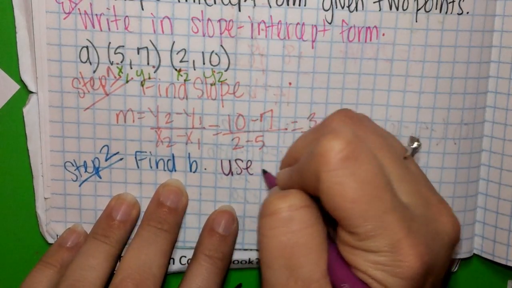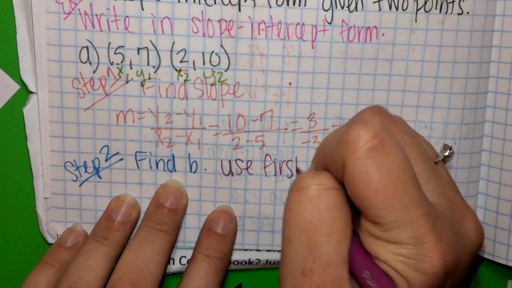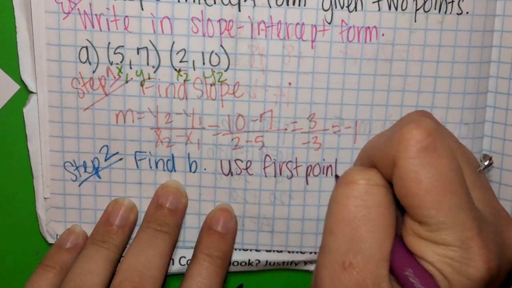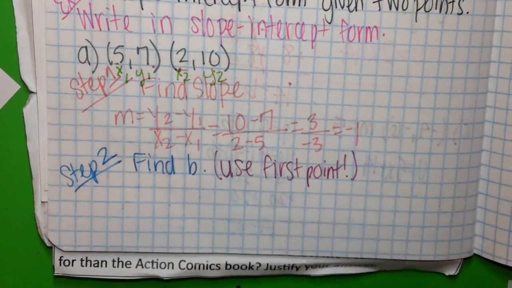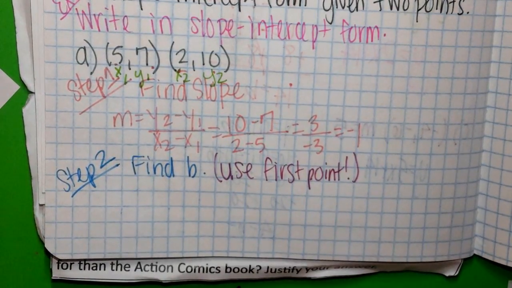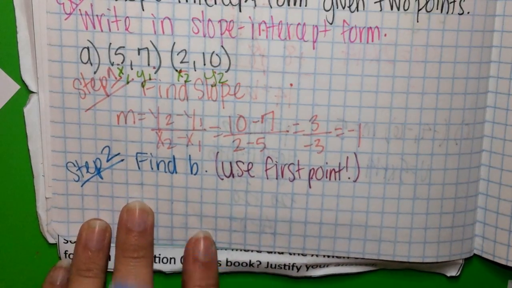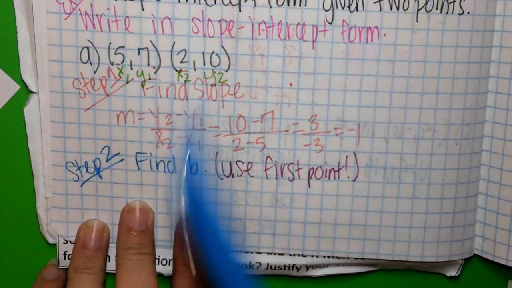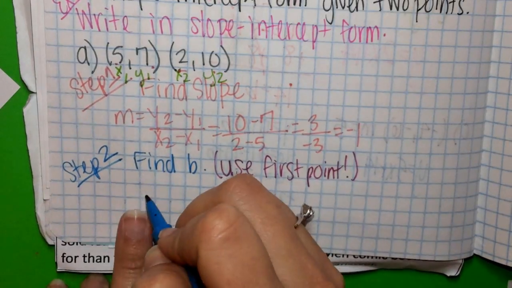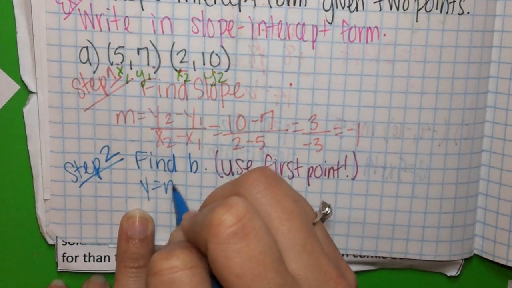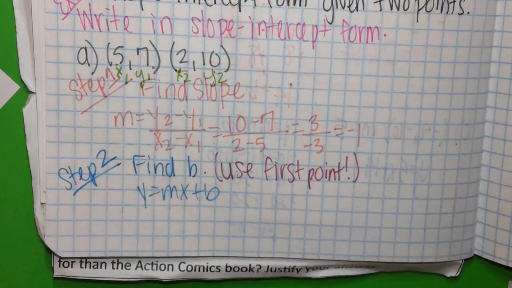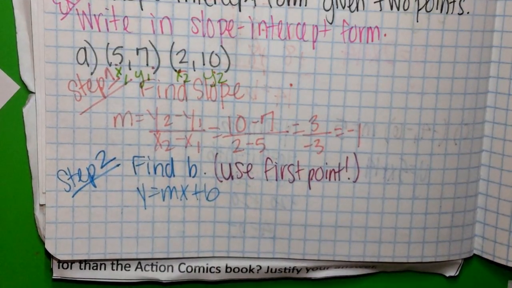Do we know what our slope is now? Yes. So we are always going to use the first point. That way we don't have to think about which one we're using. We are using the first one. Now we find b by plugging it into slope-intercept form. What is slope-intercept form? mx plus b. We start saying it with confidence and then we kind of trail off.